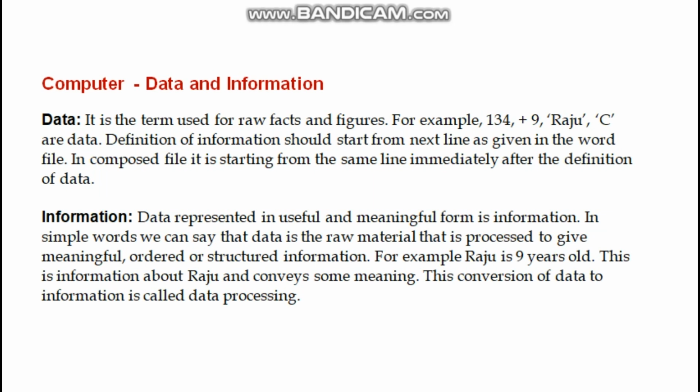Now I am going to discuss the difference between data and information. Data, you can say, is raw facts and figures. And what about information? Processed data is called information. In short form, you can say result or output. After processing, when you get a result or output, that is called information.